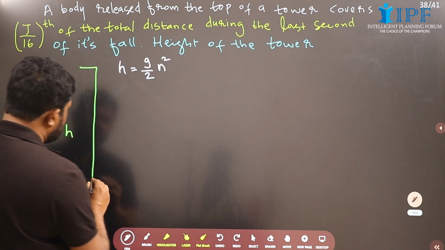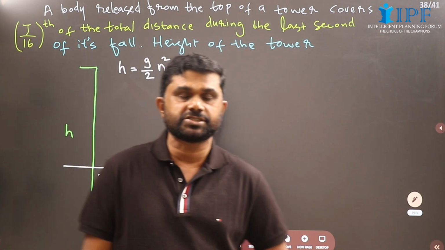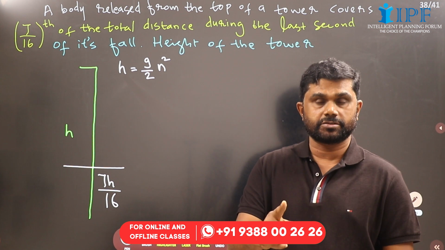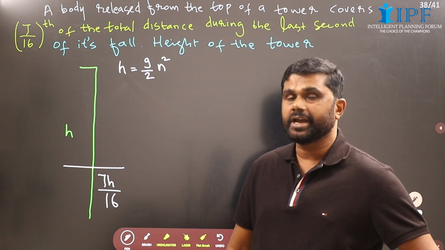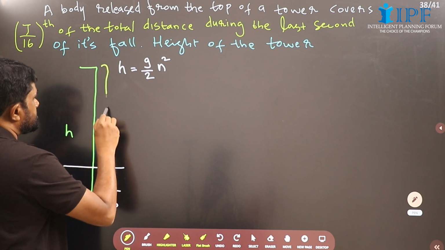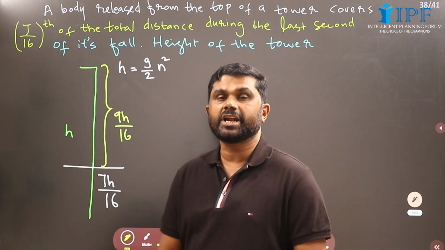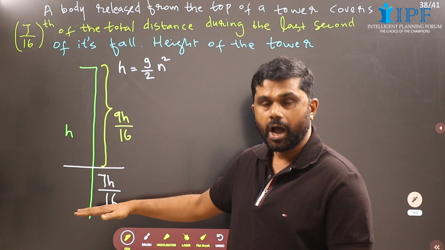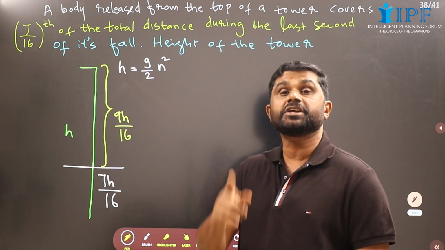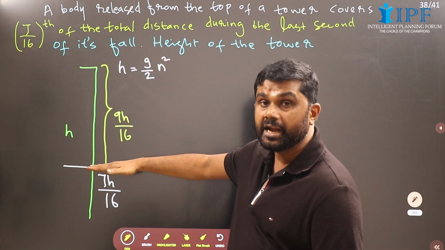So this much is 7h divided by 16. What does it mean? The total height is divided into 16 equal parts. Out of that, 7 parts are covered during the last 1 second. How many parts are remaining? 16 minus 7, so the remaining will be 9h divided by 16. The total time of travelling is n seconds, out of which the last 1 second covers this much. So the remaining will be covered during the first n minus 1 seconds. So the time taken by the body to move from here to here will be n minus 1.